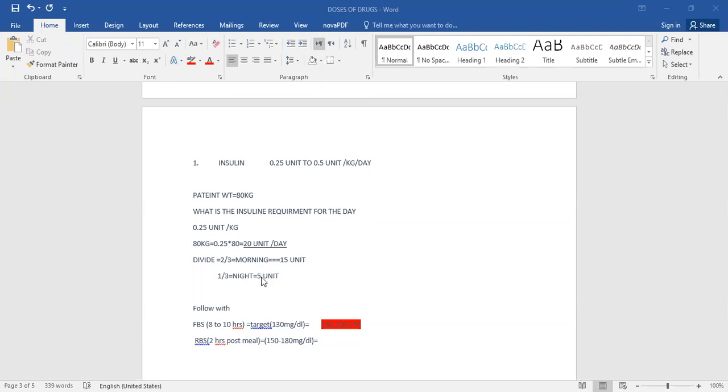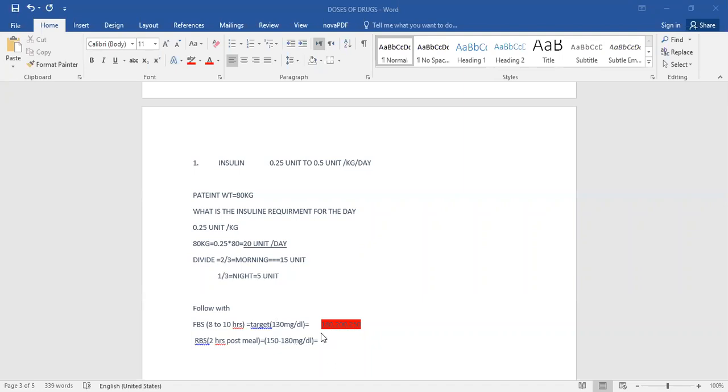You can increase by 2. What is the algorithm you usually follow? You can increase 2 units per day to see the response. You will tell the patient, since your fasting is high, you need to increase your night dose so that it can control your fasting. So increase by 2 units, then wait for 2 days, see the FBS response, then increase 2 units further, and so on and so forth.